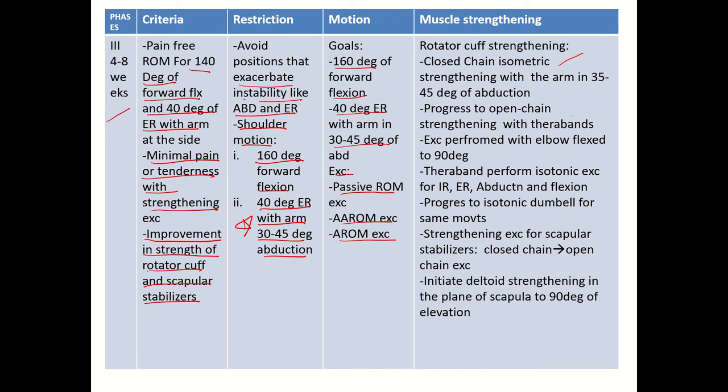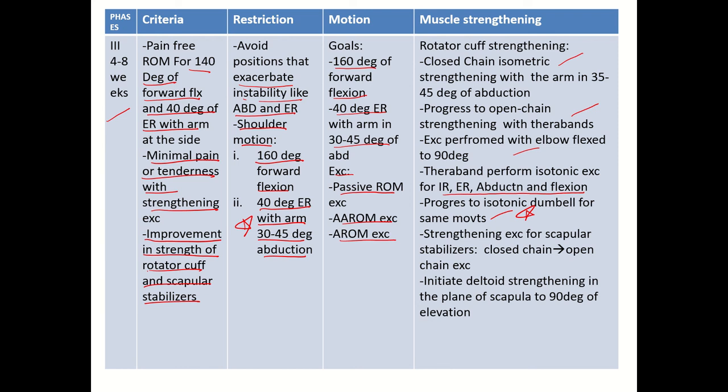Progress to open chain strengthening with TheraBand. Exercise is performed with the elbow at 90 degrees, as seen in phase 2. TheraBand is usually used for isotonic exercises for external rotation, internal rotation, abduction and flexion. Progress to isotonic dumbbell, which was not given in phase 2. It was only TheraBand exercises. Here you can do dumbbell exercises as well for the same movements.